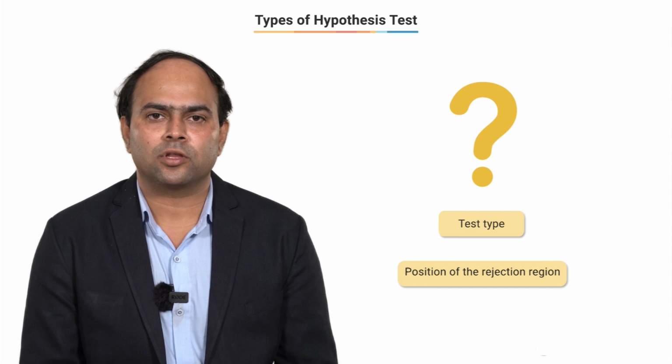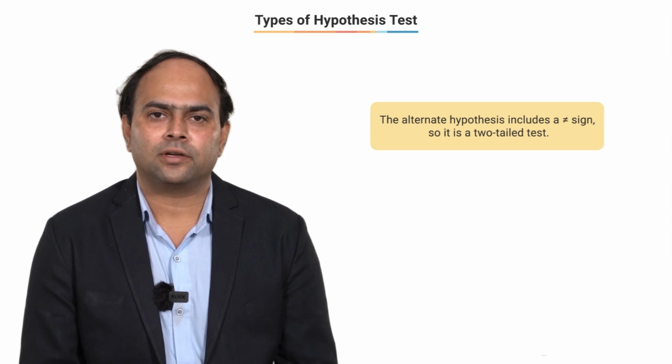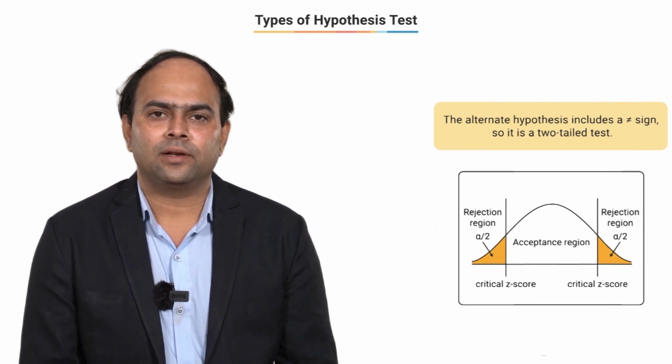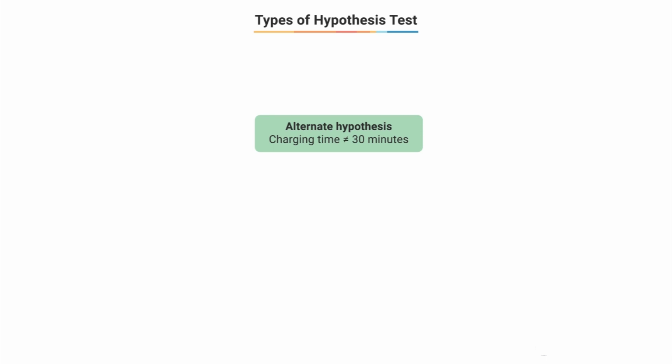Now let us discuss how we can tell the type of test and position of the rejection region by looking at the alternate hypothesis. If your alternate hypothesis has a not equal to sign, then it is going to be a two-tailed test, and the rejection region will lie on both sides of the distribution. So if you recall the example where we had formulated the alternate hypothesis as charging time is not equal to 30, then the rejection region was on both sides of the curve, and we call it a two-tailed test.